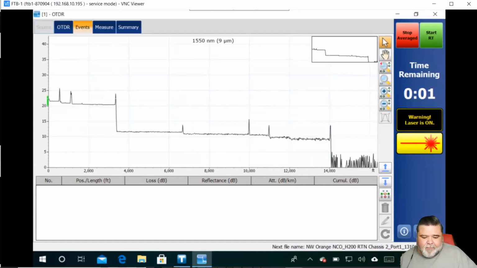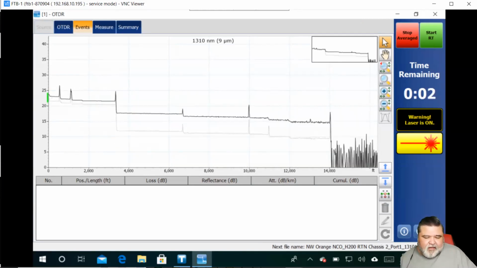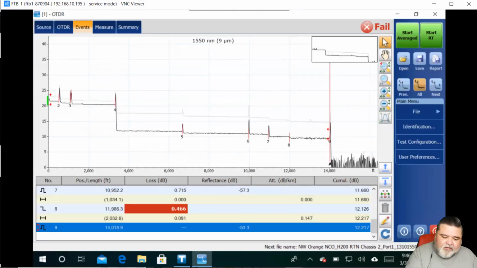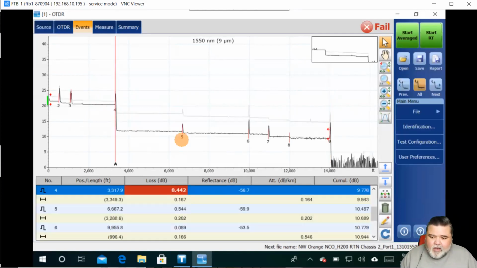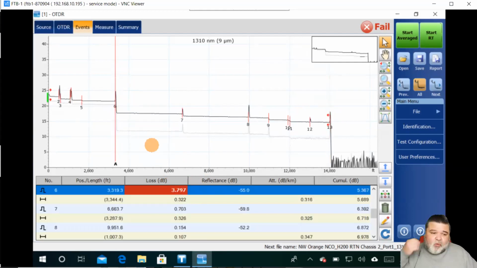And so here's 1550, right? So we're pinched pretty good, and then here's 1310. Looking at 1550 here, we have 8.4 dB loss. So we went from 0.123 to 8.4. This is easily service affecting, right? If I go to the next trace here, we see 1310 is 3.7. So it went up about 3 dB, which is fairly high, but this is a pretty significant pinch.